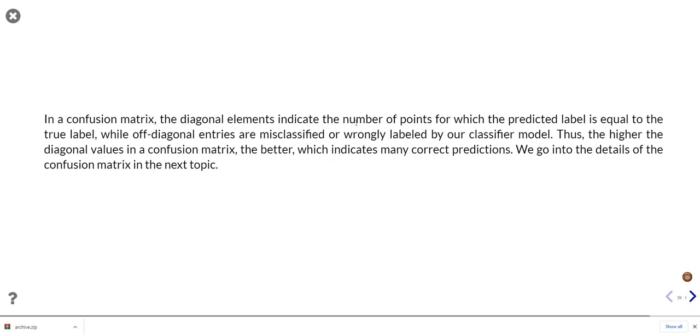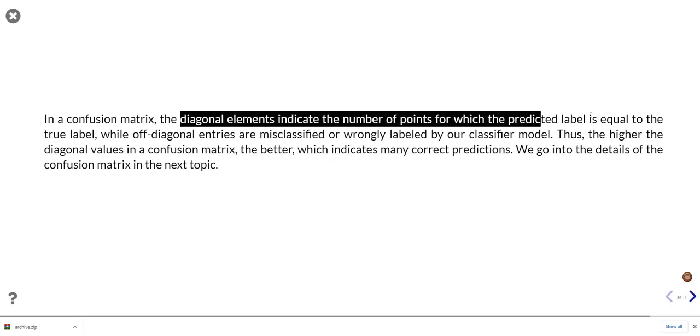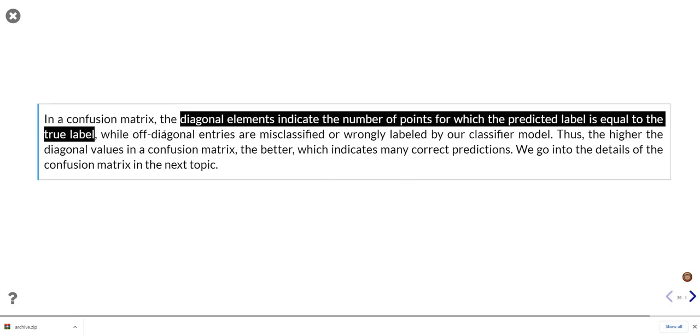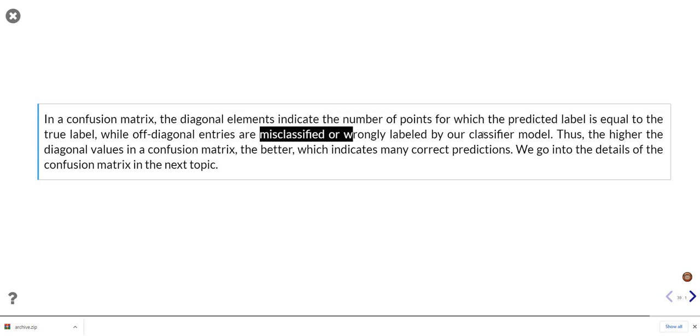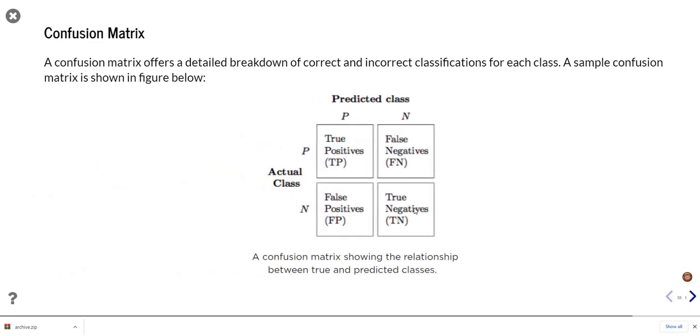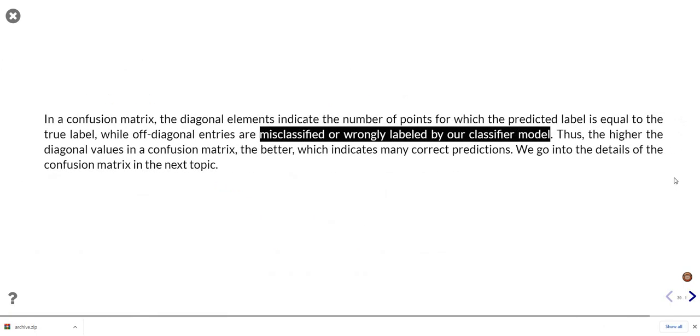What I mentioned, the diagonal elements indicate the number of points for which the predicted label is equal to the true label. While the off diagonal are the misclassified or wrongly labeled by our classification model. So the diagonal ones, this one and this, are the correctly predicted, and the off diagonal, these two, are falsely classified. So that is the confusion matrix.